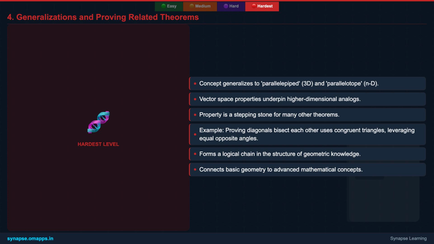For instance, proving that the diagonals of a parallelogram bisect each other often relies on establishing congruent triangles, which in turn leverages the equality of opposite angles and parallel sides. This demonstrates how fundamental properties form a logical chain, building up the entire structure of geometric knowledge. From basic shape recognition to complex engineering designs and abstract mathematical proofs, the equality of opposite angles in a parallelogram is a concept of enduring significance and wide-ranging impact.